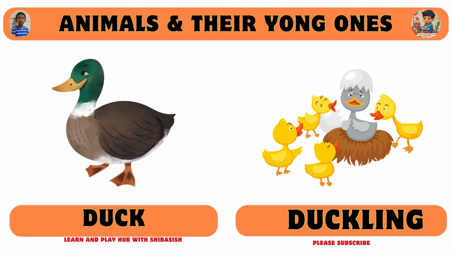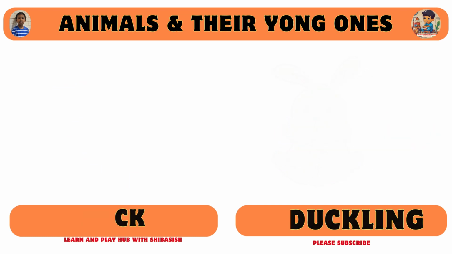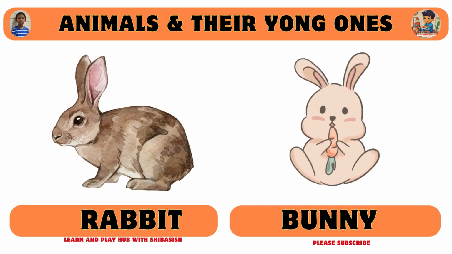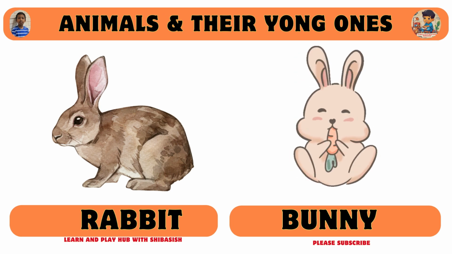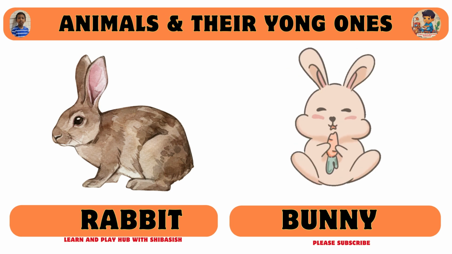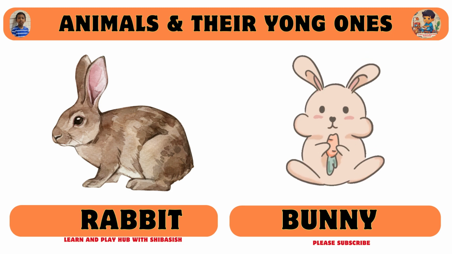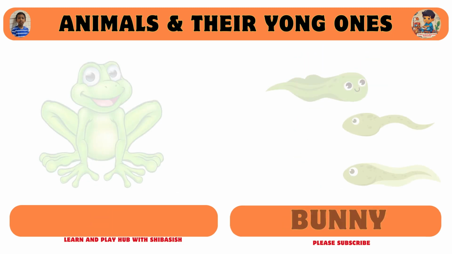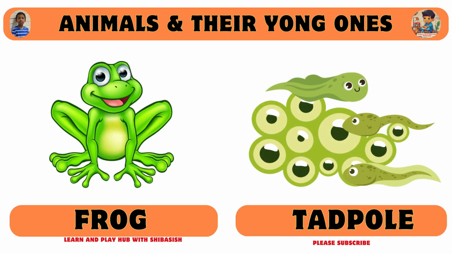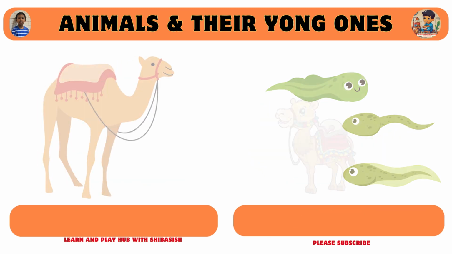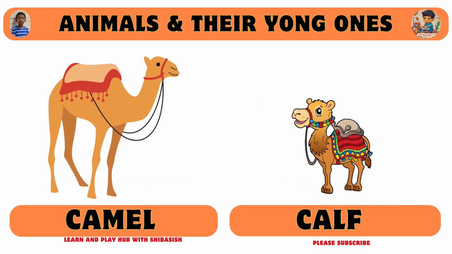Duckling. Rabbit, bunny. The baby of a rabbit is called as bunny. Frog, tadpole. The baby of a frog is called as tadpole. Camel, calf. The baby of a camel is called as calf.